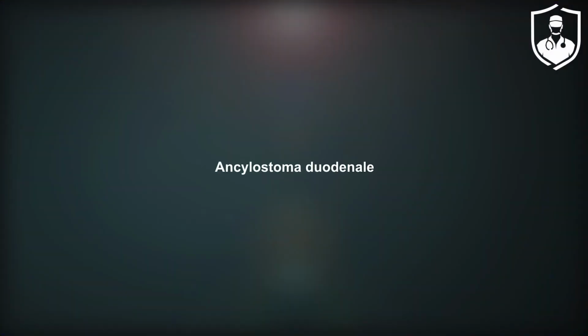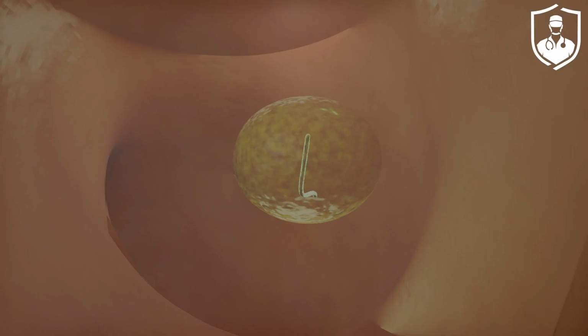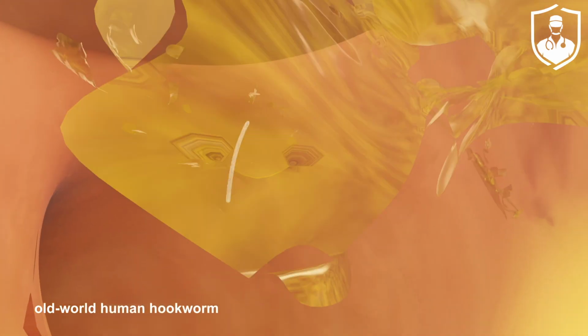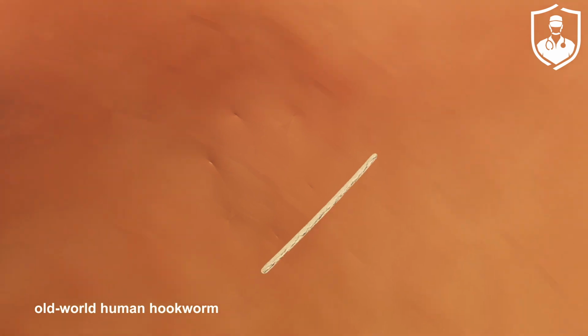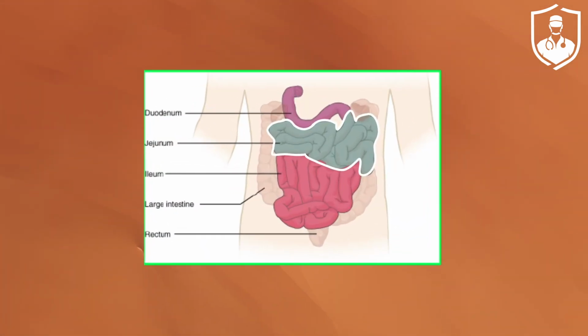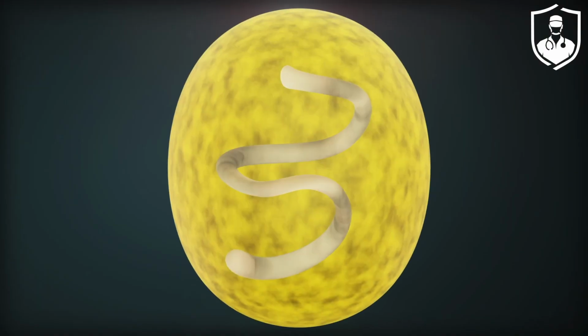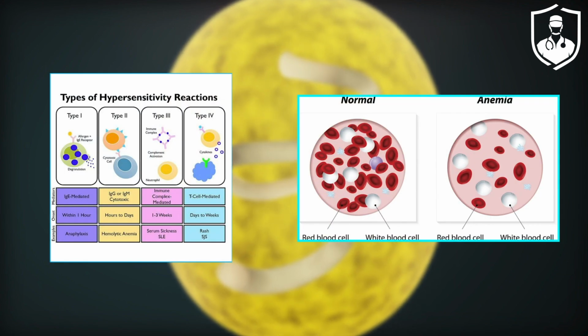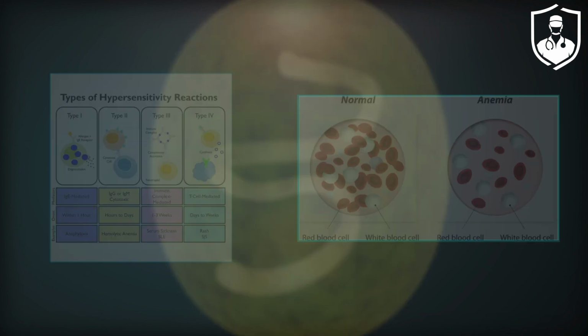Ancylostoma duodenale. Ancylostoma duodenale, commonly called the Old World human hookworm, is an intestinal nematode parasite affecting mostly the jejunal part of the small intestine. The parasite causes a range of disease called hookworm disease, which includes hypersensitivity reaction and anemia due to perforations.